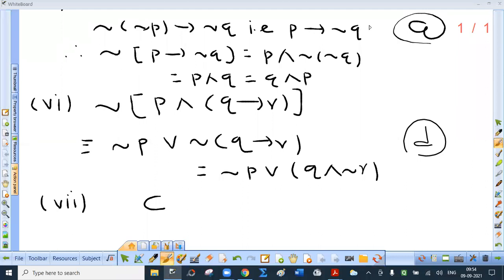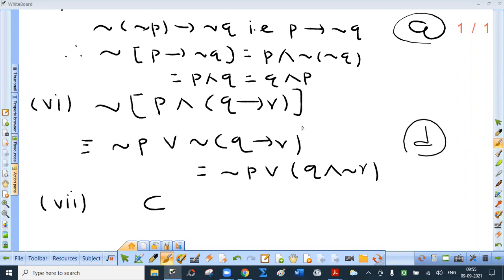Sum number 6, the negation of P and Q implies R. Basically, it is negation of conjunction, which is disjunction of negations. Now, what is negation of Q implies R? It is Q and not R. So this is given in option D.